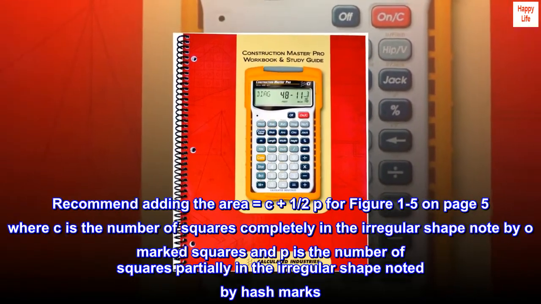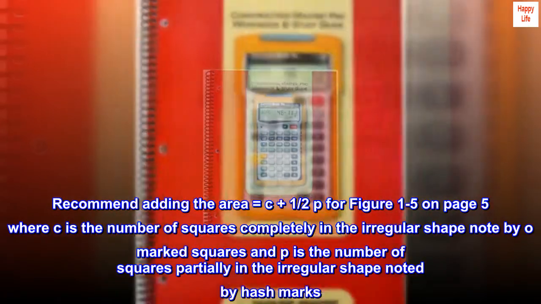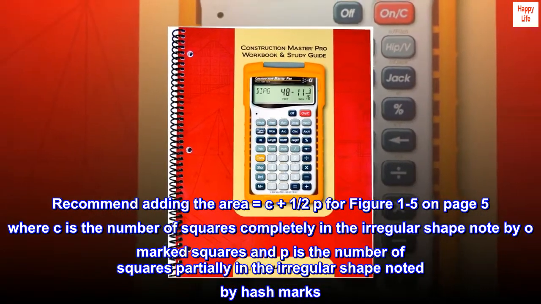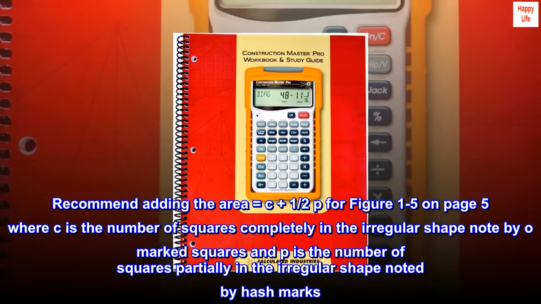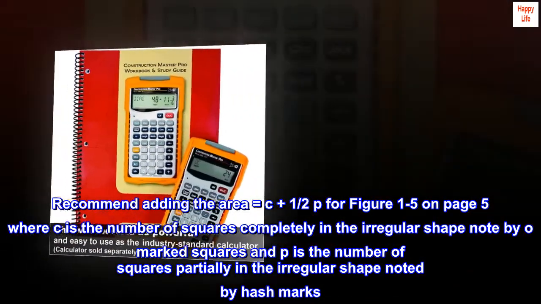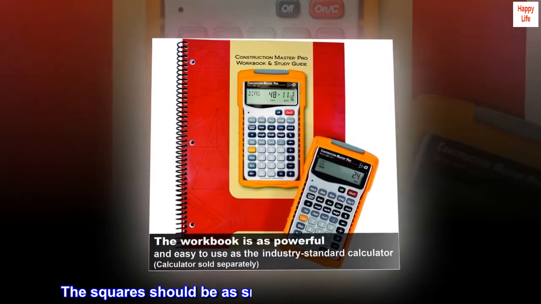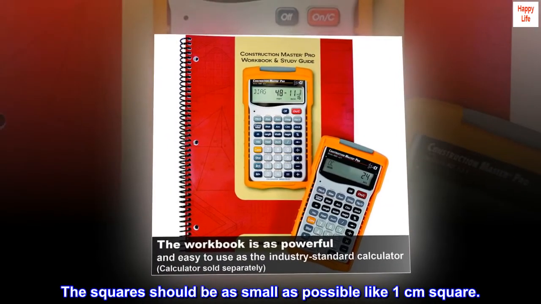Recommend adding the area equals C plus 1/2 P for figure 1 to 5 on page 5, where C is the number of squares completely in the irregular shape note by O marked squares and P is the number of squares partially in the irregular shape noted by hash marks. The squares should be as small as possible, like 1 cm square.